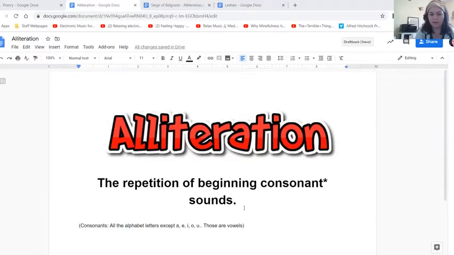We see this a lot in tongue twisters, such as she sells seashells by the seashore, or Peter Piper picked a peck of pickled peppers. We see a lot of that when you hear the repetition of the sounds.